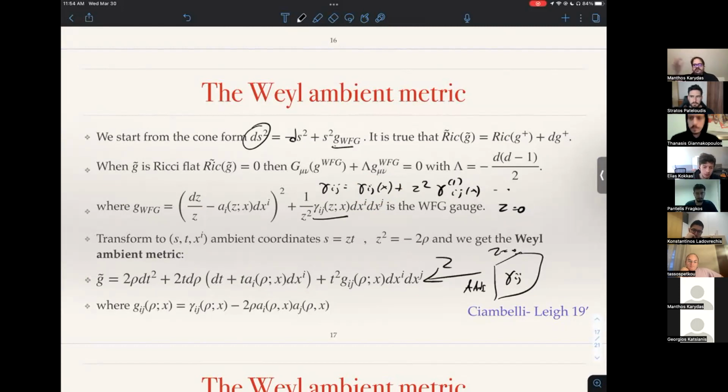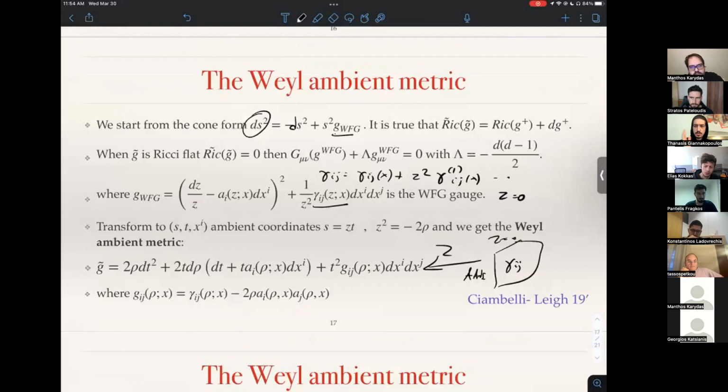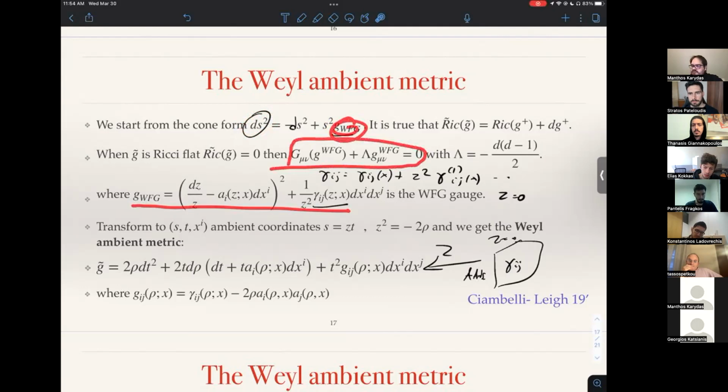So what we do is a perturbative expansion close to the boundary. And sorry, you can do the perturbative expansion well, because you have Ricci flatness. That's what you said before, right? Or no? No. So here, that's for the ambient. This WFG is not the ambient. The ambient is, remember, the ambient is this. This metric is not Ricci flat. It has a cosmological constant. The ambient is Ricci flat.